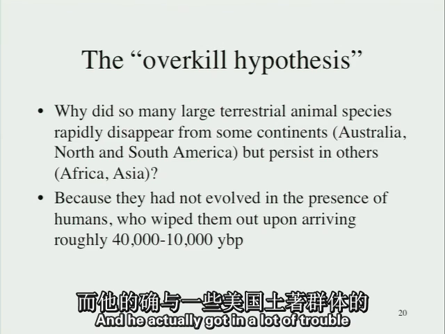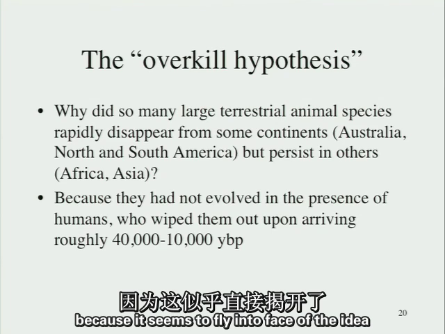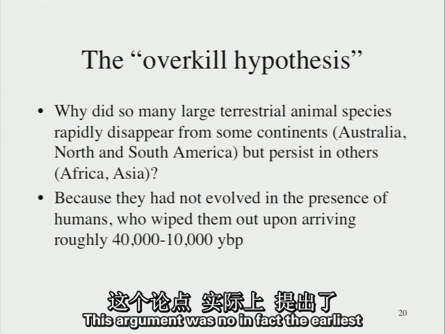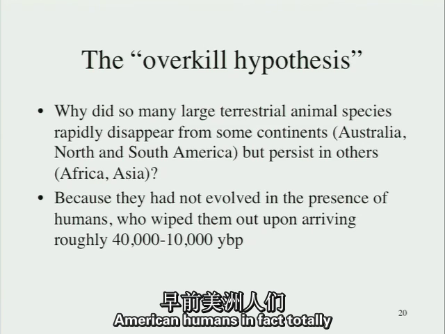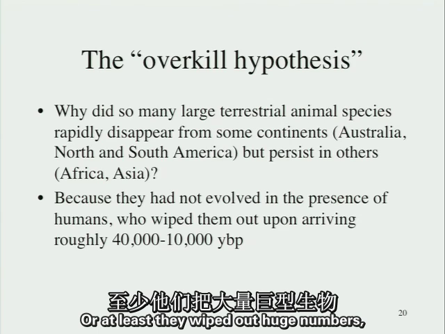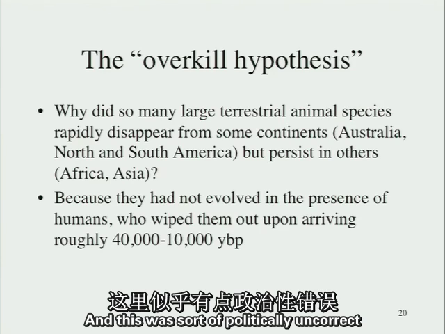And he actually got in a lot of trouble with some advocates of Native American groups because it seemed to fly in the face of the idea that Native Americans lived in harmony with their environment. This argument was, no, in fact, the earliest American humans totally disrupted this ecosystem. Or at least they wiped out huge numbers, entire families of species. And this was sort of politically incorrect.